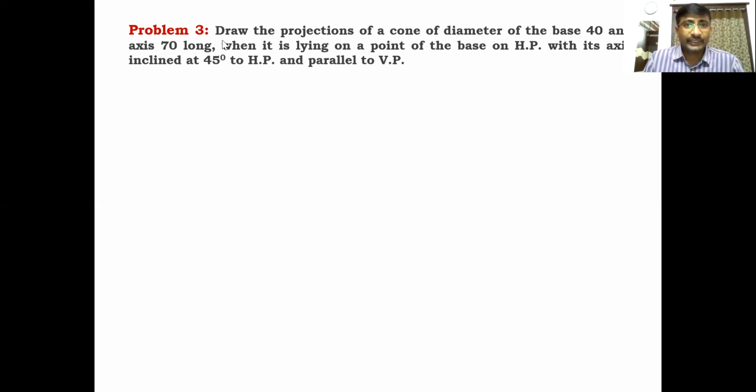Okay, I'm explaining this. Draw the projections of a cone, diameter of the base is 40 mm. This is the 40 mm base diameter and axis 70 long. When it is lying on a point of the base on HP.